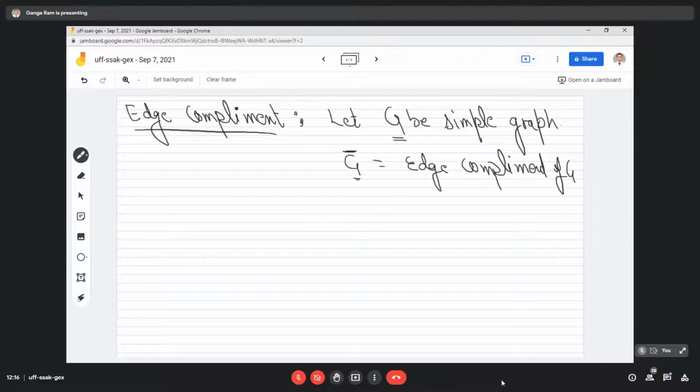So what are those? It means that G bar has the same vertices as G. It means that V of G bar is equal to V of G. Got it?